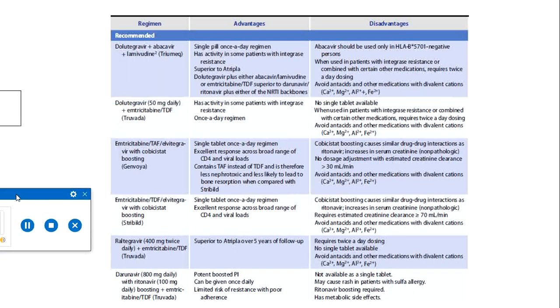These are the various combinations which are nowadays available. These 6 regimens are the most commonly used. These can be referred to in reference books.